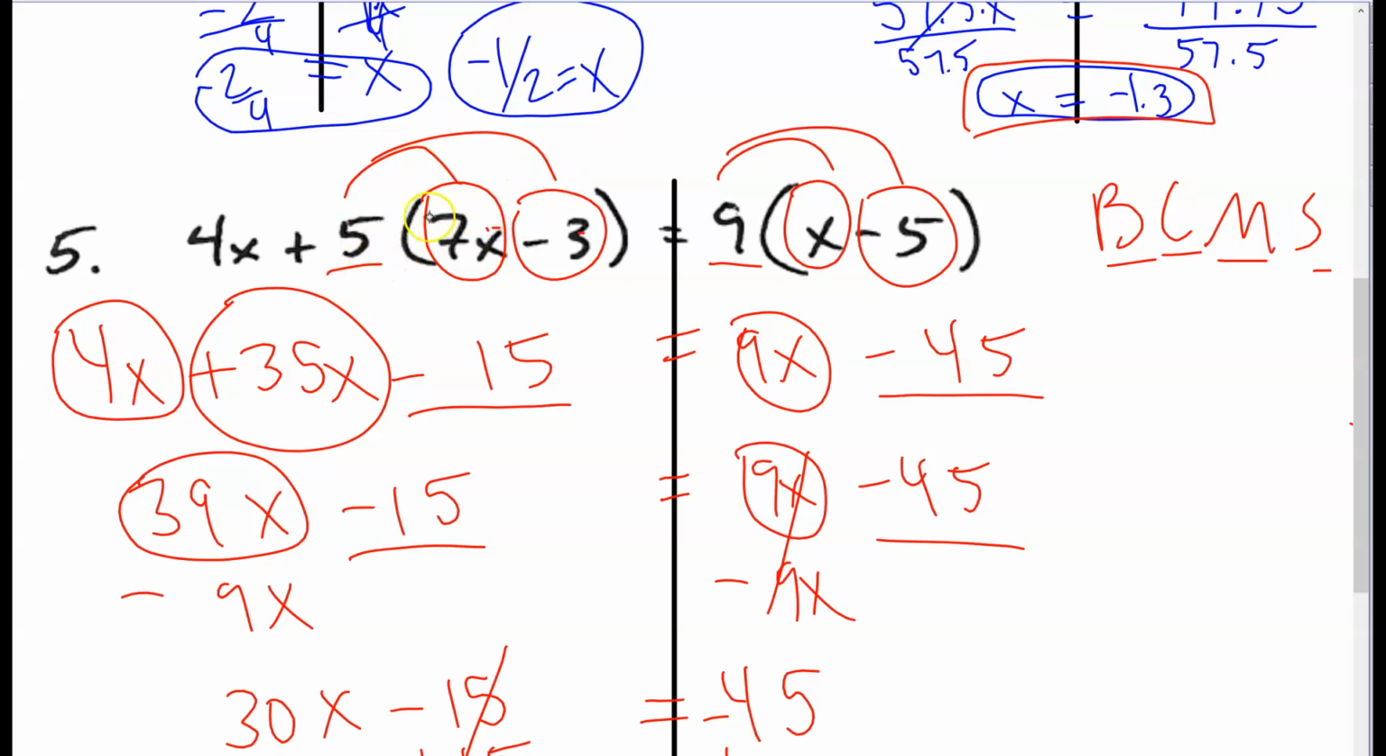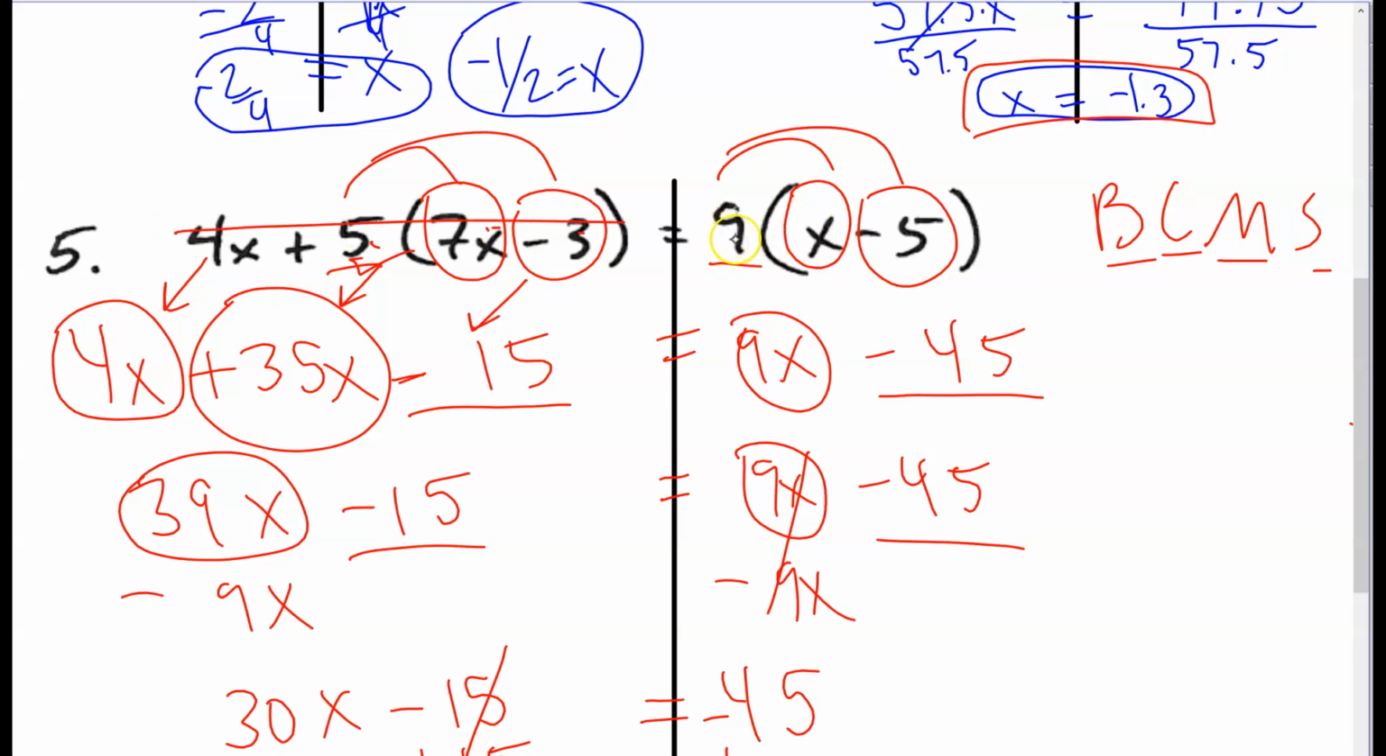So I'm going to distribute there. 5 times 7x is a 35x. 5 times a minus 3 is a minus 15. So now I have 4x that comes there. And then from these two, right, I get my 35x. And then from the 5 and the negative 3, I get that negative 15 or minus 15. So I'm done with that after I distribute.